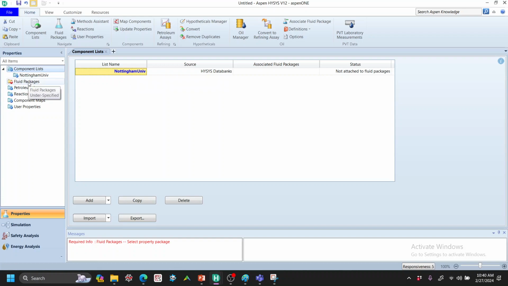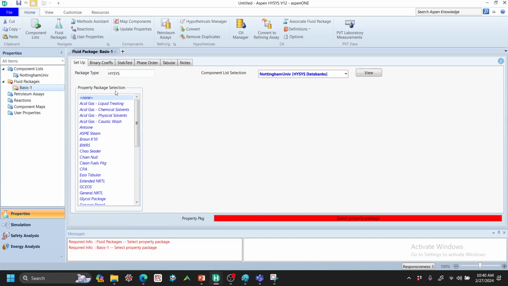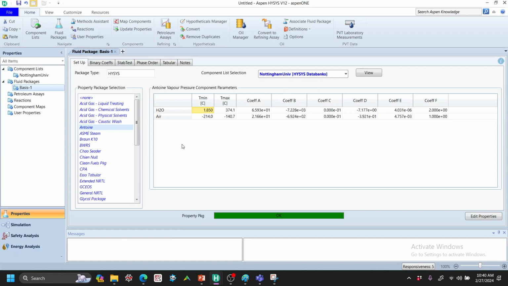Once we select the components, we will then select the thermodynamic model, or what they call the fluid package. Fluid package or thermodynamic model. The same way, you click add. Because it's only water and air, it's not really that useful anyway. So we will use the ideal system, which in this case, I think the Antoine should be good. So we have Antoine vapor pressure. Yeah, that should be enough.